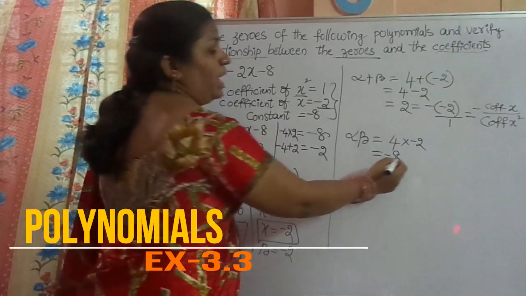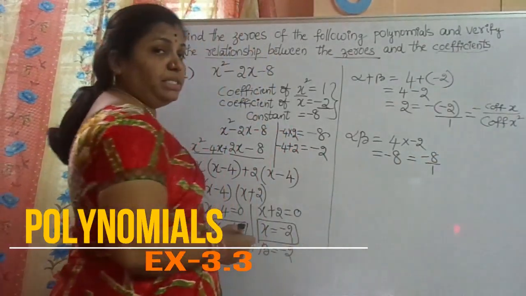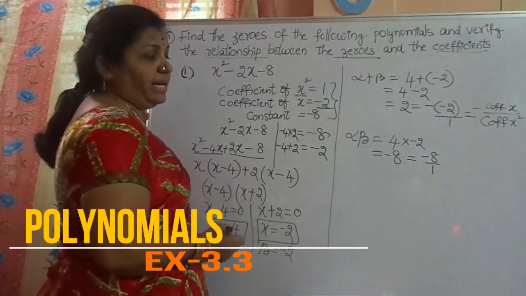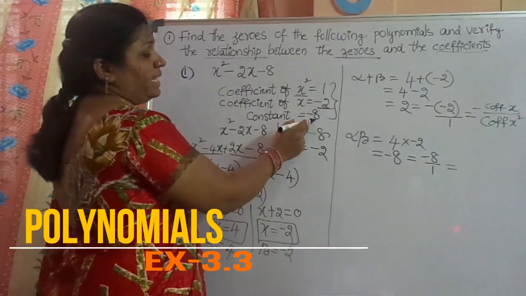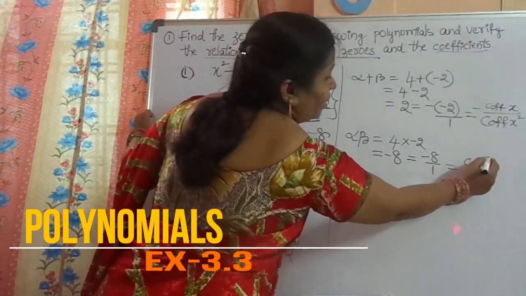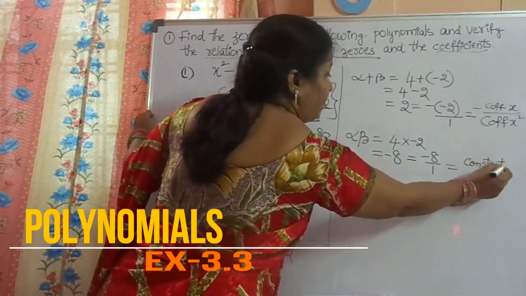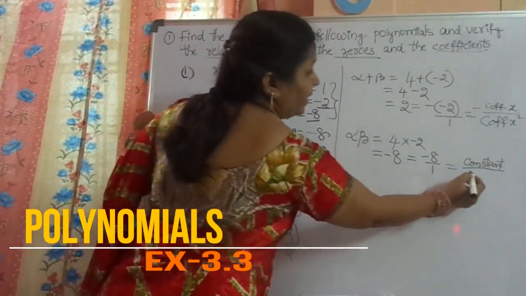Okay. Here also I am writing minus 8 by 1, which means the denominator is 1 and the numerator is minus 8. See here, which coefficient is it? Minus 8 is the constant term. So that constant by 1, and 1 means the coefficient of x square.